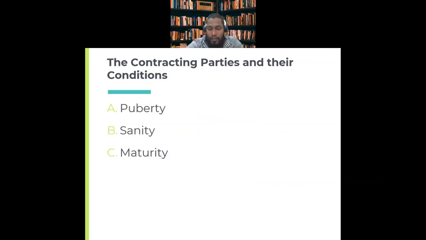In terms of the contracting parties, the offerer and also the acceptor, they must reach the age of puberty, or in Arabic al-baligh. They must be sane, sound of mind, not insane. And they are matured, meaning they reach the age of majority, which is 18 years of age according to the majority of the scholars, and also according to the law of most countries. So these are the general conditions for the parties in order for them to execute a contract.